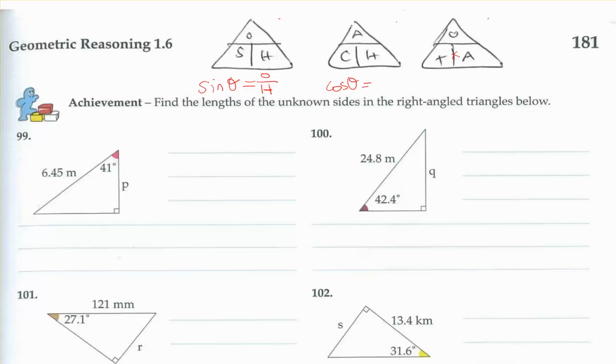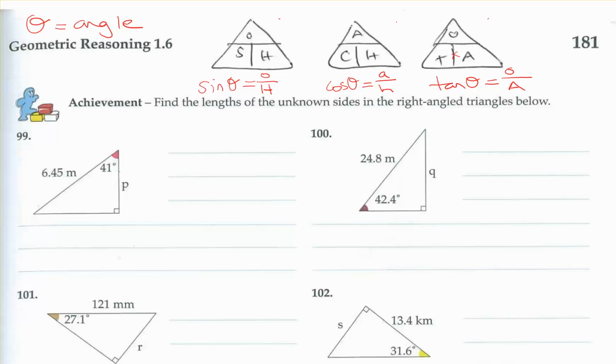Cosine of the angle equals the length of the adjacent side divided by the length of the hypotenuse. And tan of the angle is the length of the opposite side divided by the length of the adjacent. I'm using theta to stand for an unknown angle, or to stand for the angle. Often we use x for sides and theta for an angle.